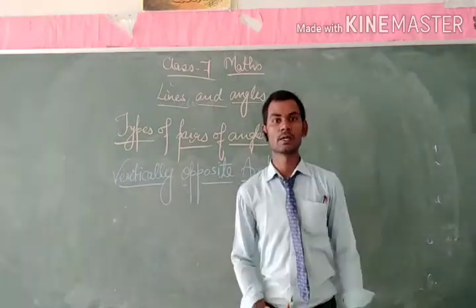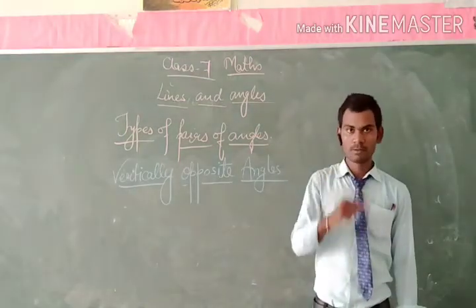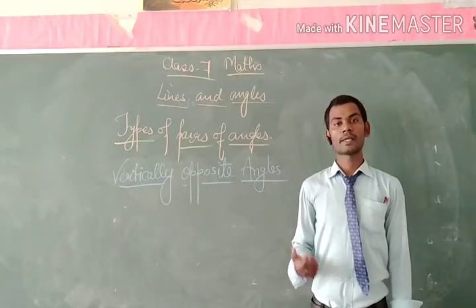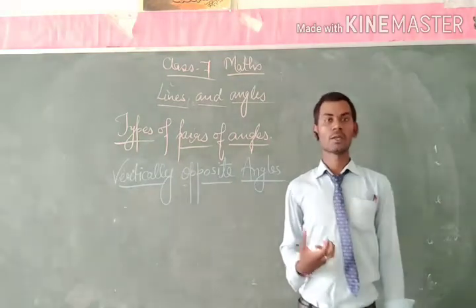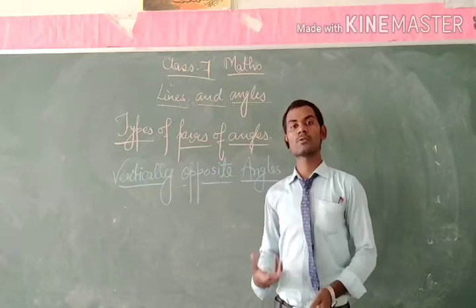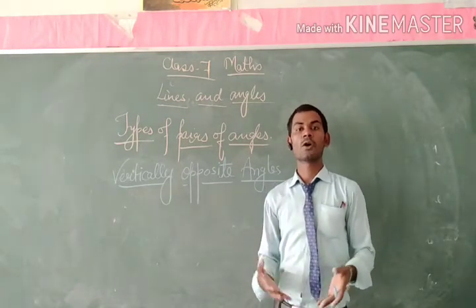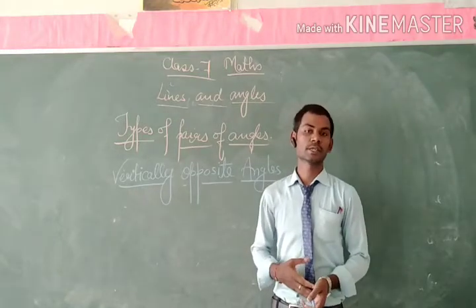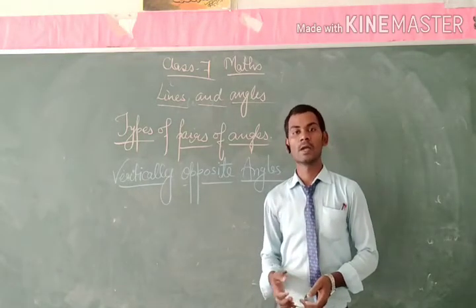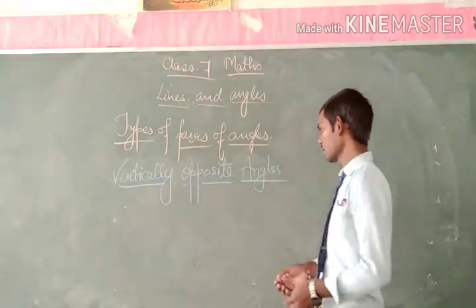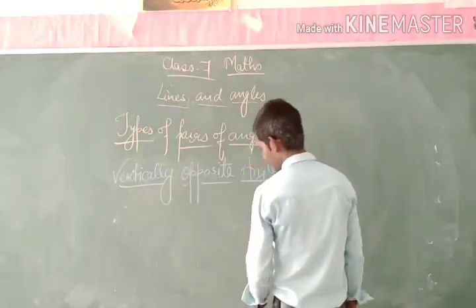Vertically opposite angle. When two lines intersect each other at any point, then the angles formed at the point of intersection are known as vertically opposite angles. So let's see how we form the vertically opposite angle.